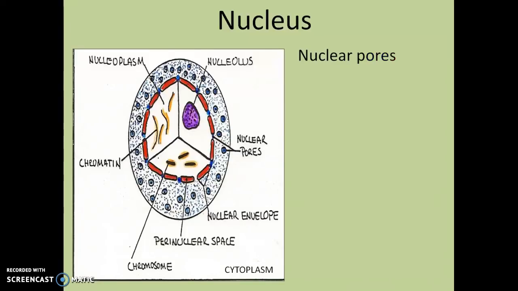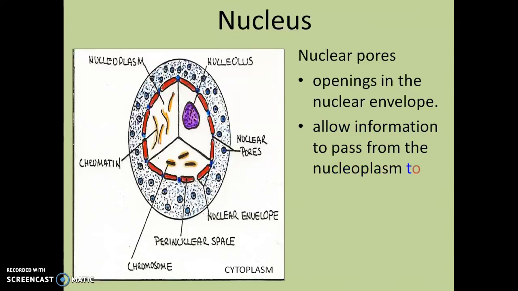The nucleus has nuclear pores, which you can see here on the diagram. They're little holes basically in the nuclear membrane, and that allows materials to pass in and out of the nucleus. Information typically goes from the nucleoplasm to the cytoplasm.